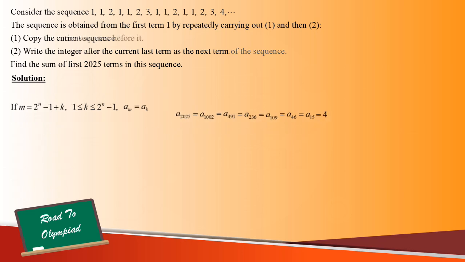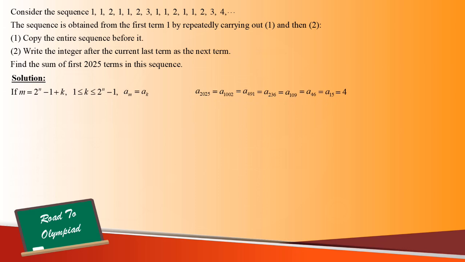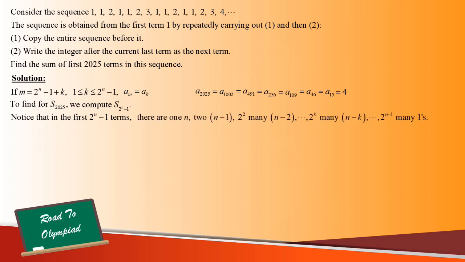In order to compute the sum of the first 2025 terms, we are going to compute S_(2^n − 1), which is the sum of the first 2^n − 1 terms in general, first. Notice that in the first 2^n − 1 terms, there are 1 n, 2 n−1's, 2 squared many n−2's, and so on, where there will be 2^k many n−k's in the sequence.